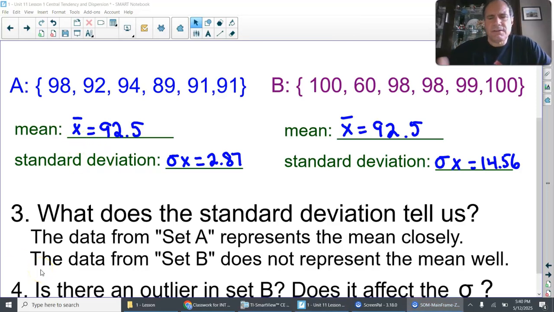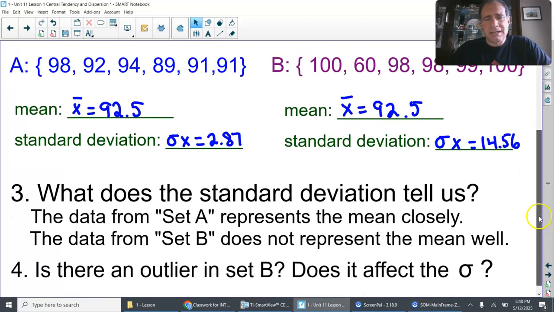So what does this standard deviation tell us? Well, the larger standard deviation means that set B does not represent the mean well. It is not a reliable set of numbers where we're talking about the mean. We don't know what the next number would be. But set A represents the mean in a little bit closer fashion. In other words, it is definitely more reliable.